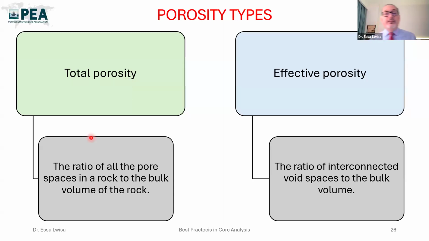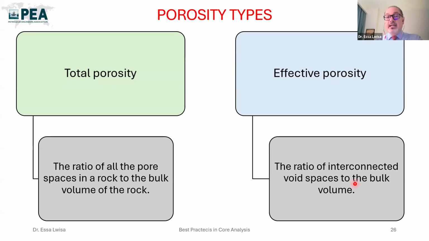What is total porosity? It is the ratio of all the pore spaces in a rock to the bulk volume of the rock, or I would say the sample, because we are talking about the core sample. So total porosity is the ratio of all pore spaces in a rock to the bulk volume of the rock, whether they are connected or not connected.